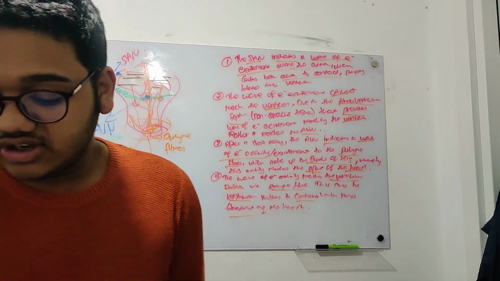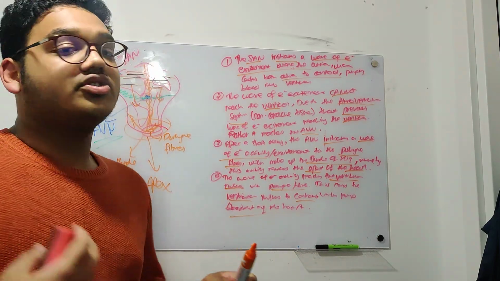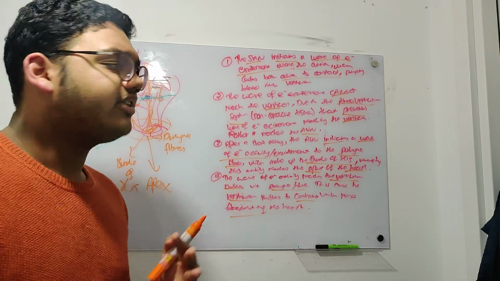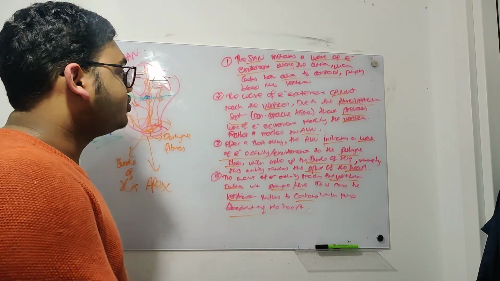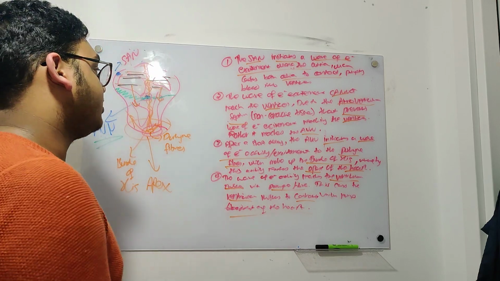The last thing that you need to know is how we actually control heart rate, how the body manipulates the system in order to ensure that we have enough oxygen flowing through the body.